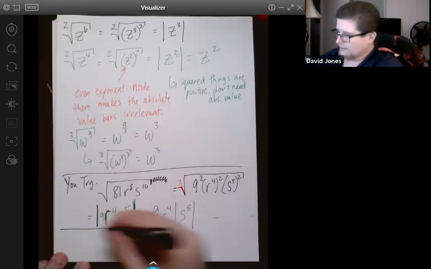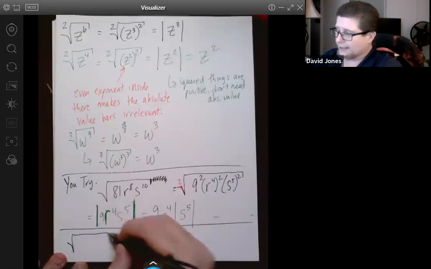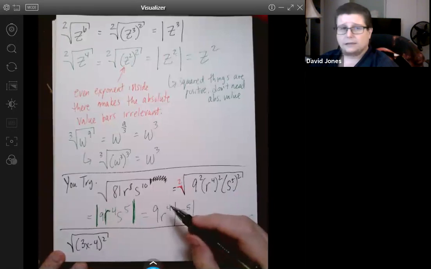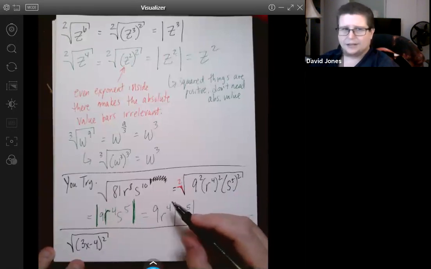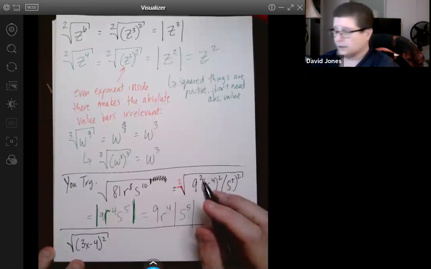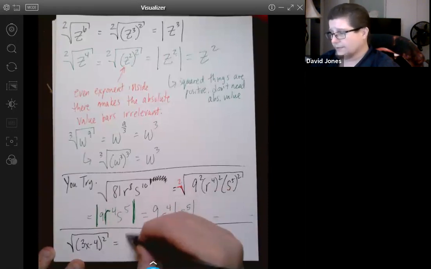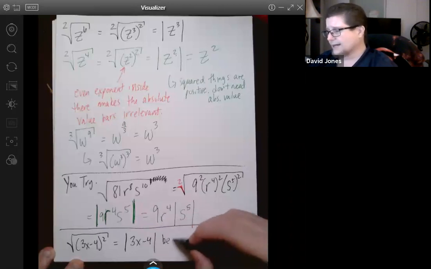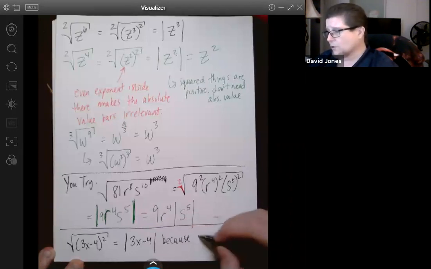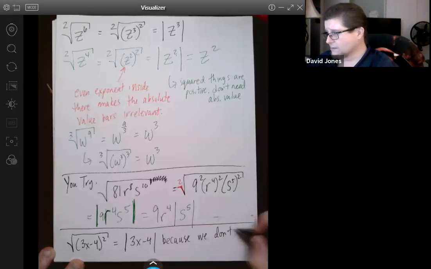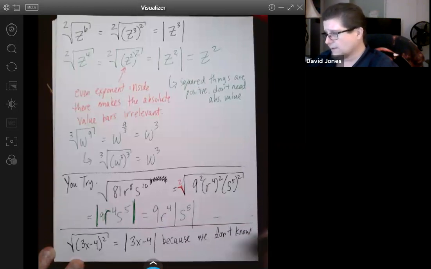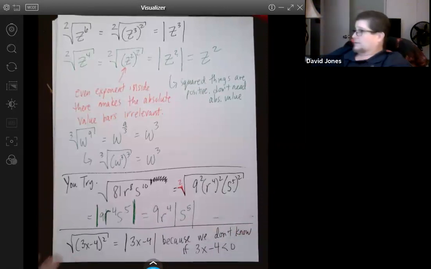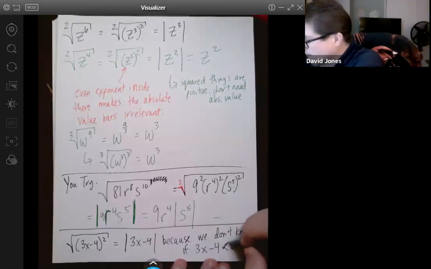Something else, I want you to be careful if you see something like this. Don't just cancel out the square root and the square. This is going to be the absolute value of 3x minus 4, because we don't know if 3x minus 4 is negative or less than 0. Okay?